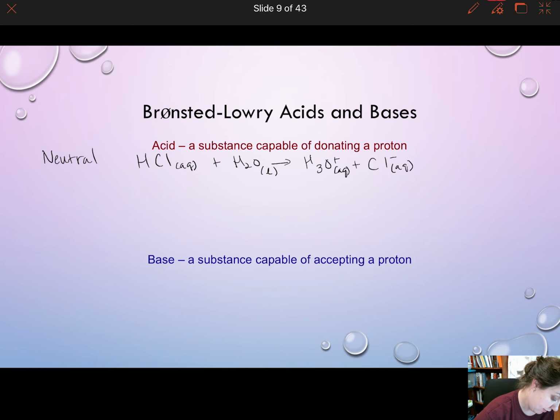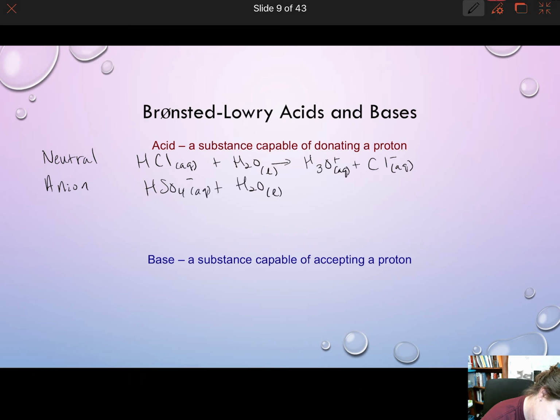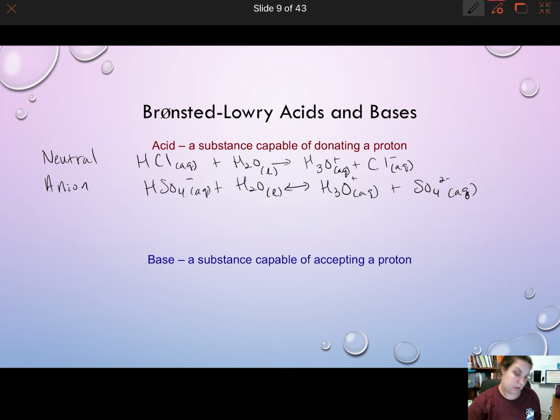Okay. We can also have Bronsted-Lowry acids that are anionic in nature. So HPO4 2 minus. Actually, I'm going to do a slightly different one. HSO4 1 minus plus water will give us hydronium and our SO4 2 minus anion. And then, of course, we can have a cationic species. So something like NH4 plus.